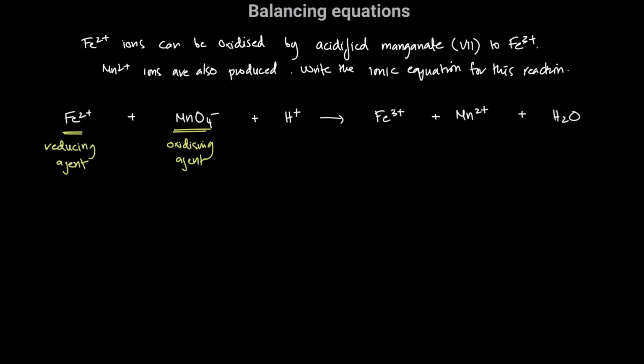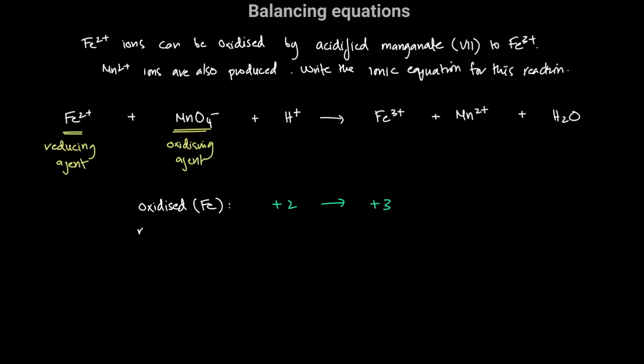We already identified that the reducing agent is Fe2+, so it's undergoing oxidation. We identify specifically which atom has its oxidation number increasing. Here, the oxidation number of iron is increasing from +2 to +3. It's a reducing agent, it's undergoing oxidation.